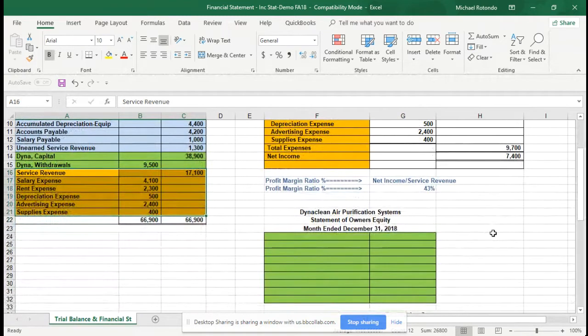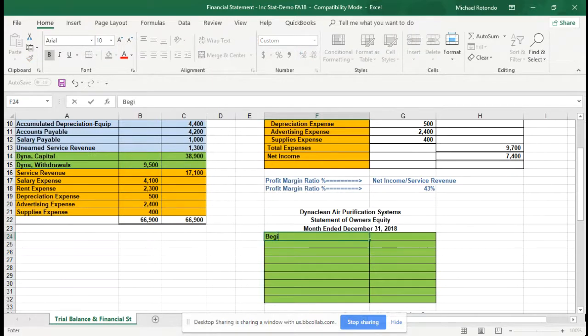Our next step is to do the statement of owner's equity, which is a simpler statement. You can see there's only one column. I know your book shows you that there's two, but you can do it with one column. And what we're trying to figure out is what is the capital at the end of the period, and what will they start with in the next period? It's not going to be this. This is what they started with, that $38,900. That's what they started December with. So that's our beginning capital.